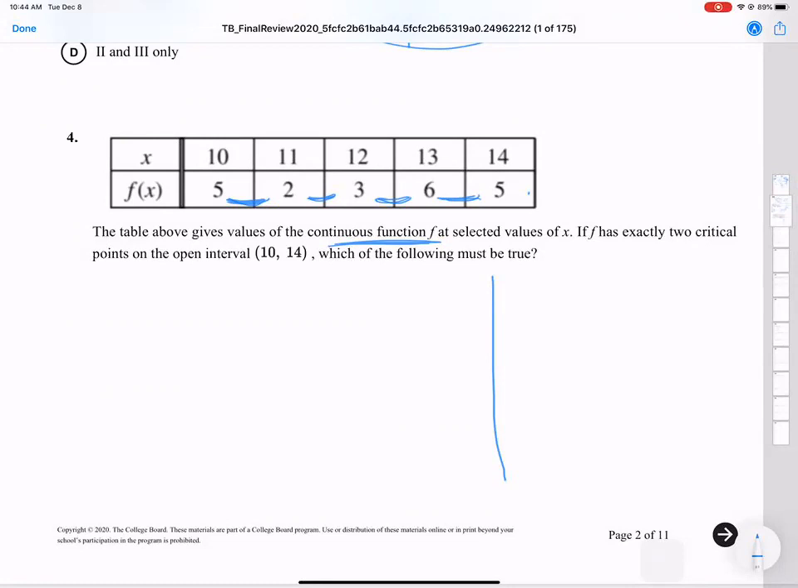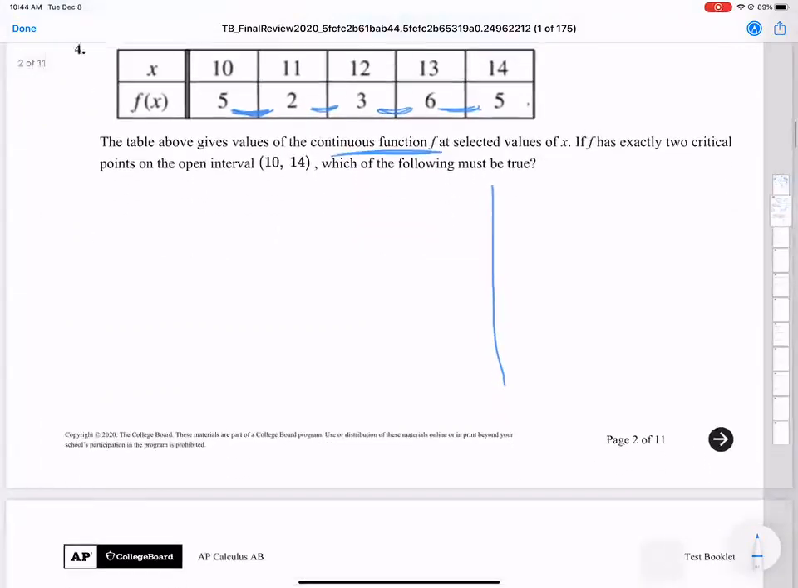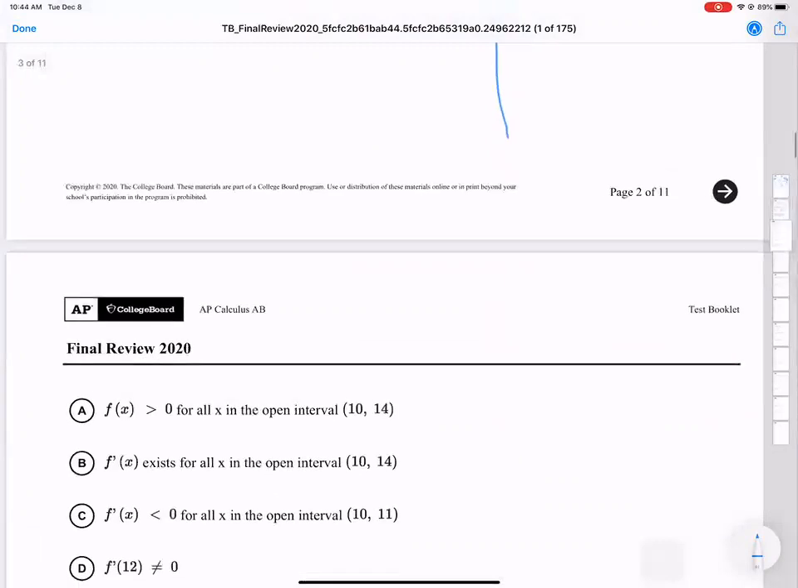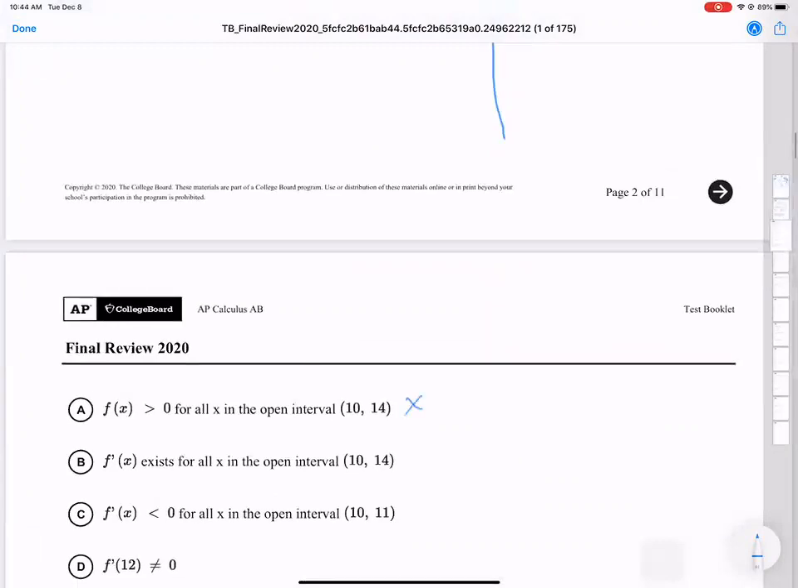Can you guarantee me that you never ditched out of your house? Technically not, yeah. So just because they told us it's continuous, there's no guarantee. It's not guaranteed. So this is not guaranteed.